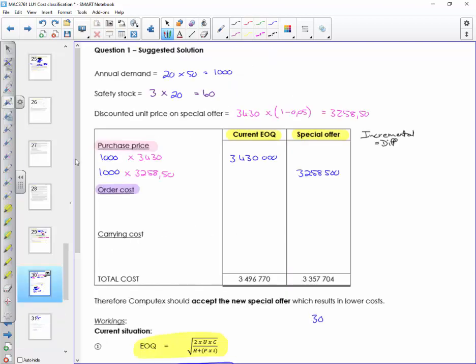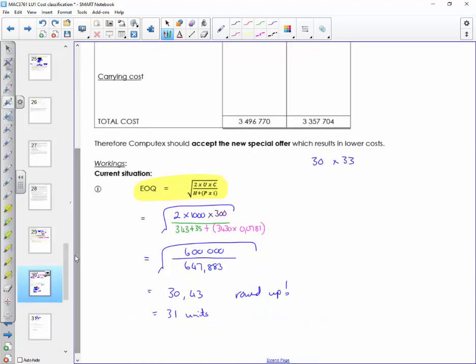Okay, so if I place 33 orders and if I round it off to 32 orders, 32 times 30, can you see I'm going to have 960 units. I need 1,000 in a year. Okay, so I need to round up. 31 times 33. And yes, I'll have a few more, but at least I won't be short. Okay, so always round up. Round everything up. Can't tell you enough.